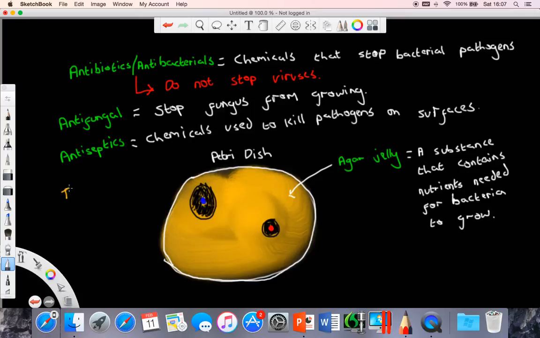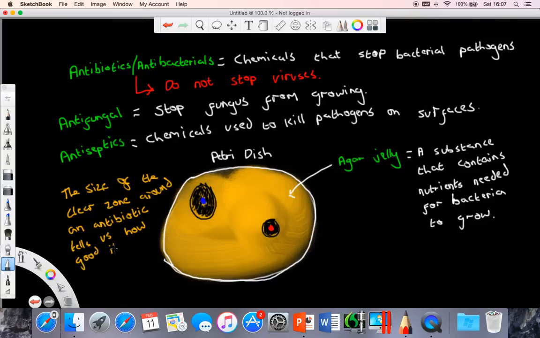Okay? So we can say that the size of the clear zone around an antibiotic tells us how good it is at killing the pathogen. So the bigger the area, the bigger the clear area around the antibiotic we're testing, the better it is at killing the pathogen. Okay?